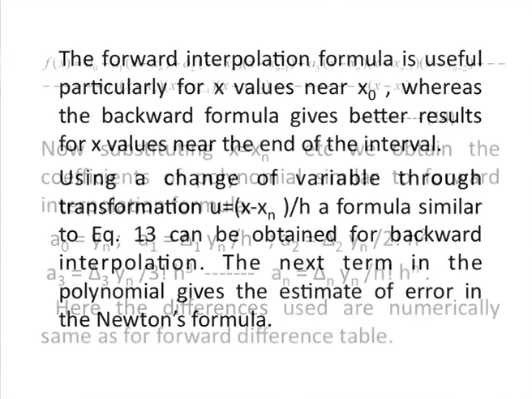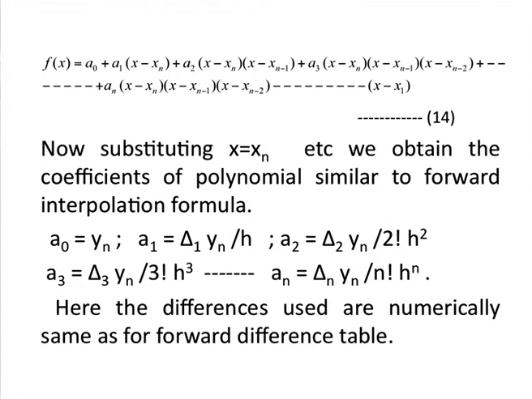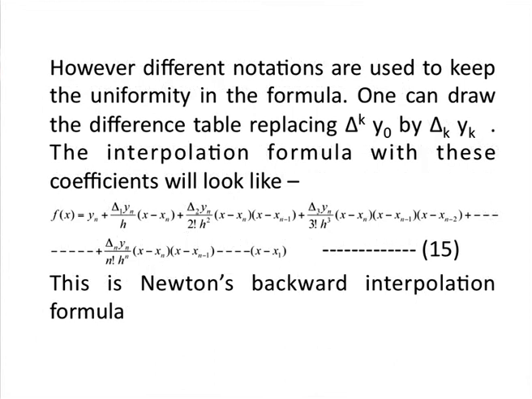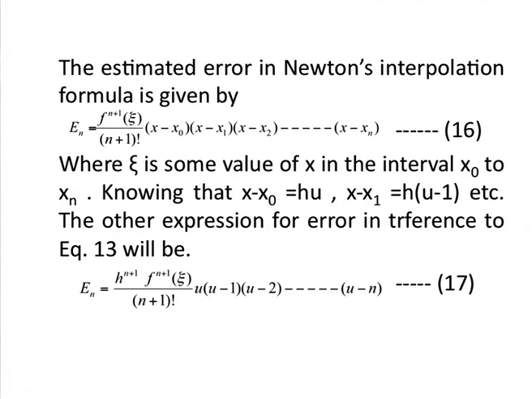Using this new variable, the polynomial in equation 14 can be represented by another simplified, convenient form, and this form is very similar to the form of equation 13. Now, this formula, formula 15, which we have obtained by using the backward differences, is called Newton's backward interpolation formula.